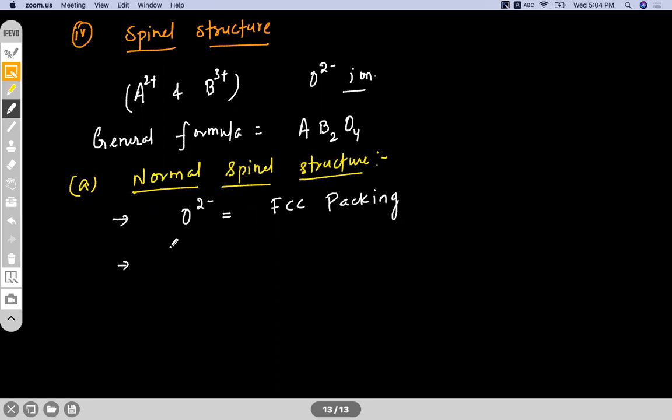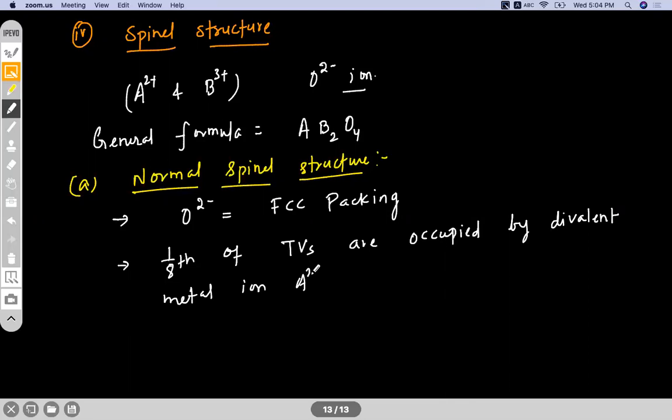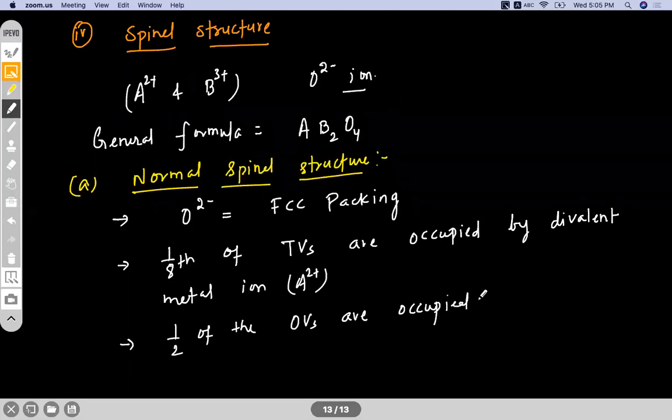Next point, 1 by 8 of the tetrahedral voids are occupied by the divalent metal ion, that is A2+ we are assuming here, and half of the octahedral voids are occupied by the trivalent ion, that is B3+.